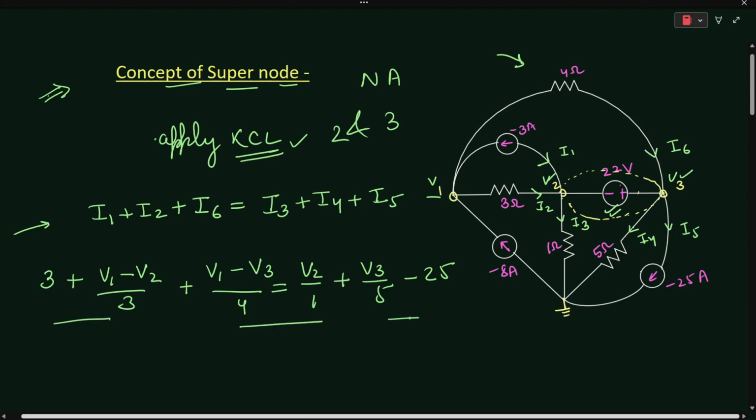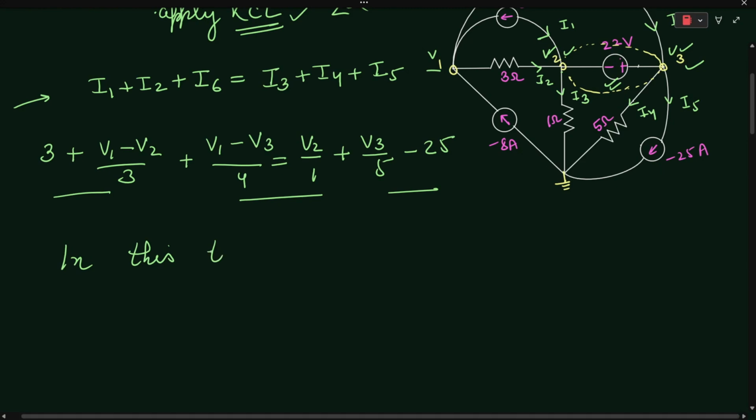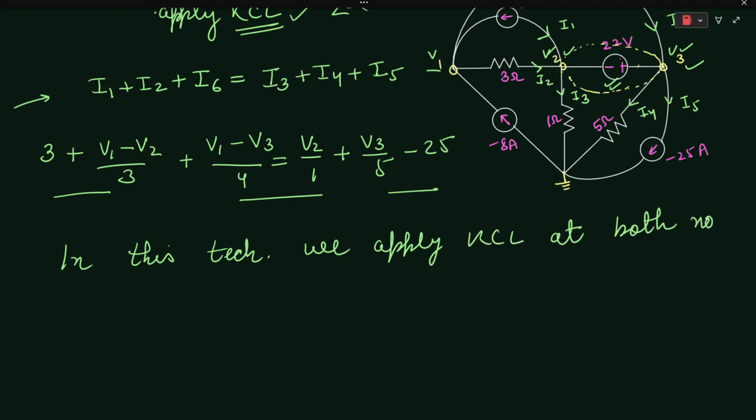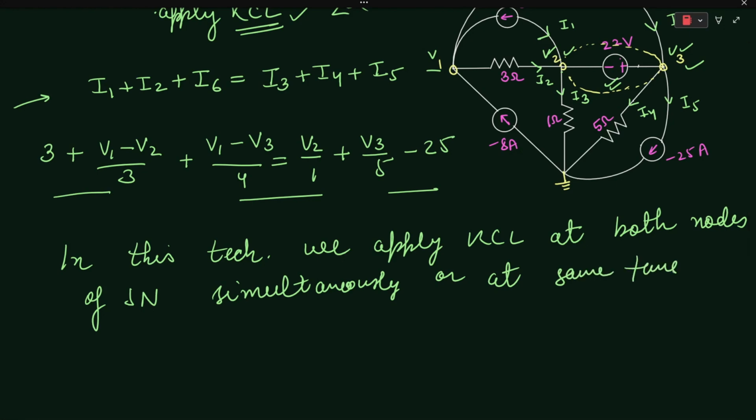We apply KCL simultaneously at both the ends of a supernode, which in this case are 2 and 3. So in this technique, we apply KCL at both the nodes of a supernode simultaneously, or at the same time.